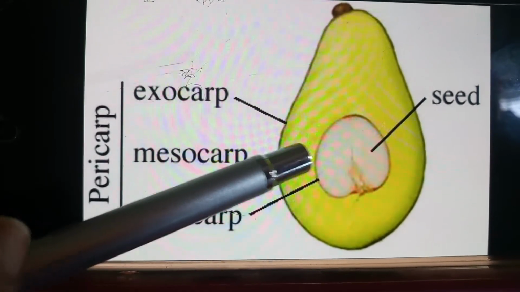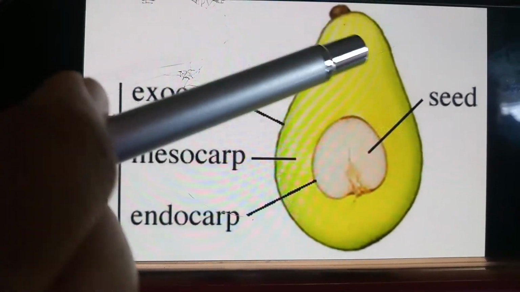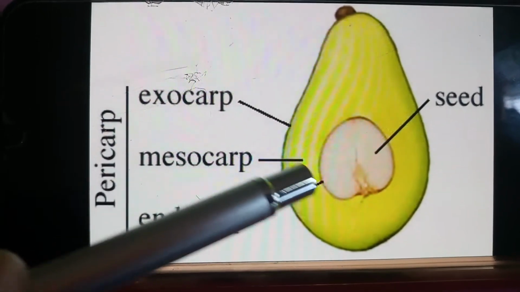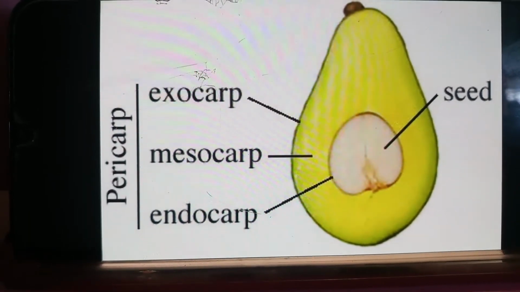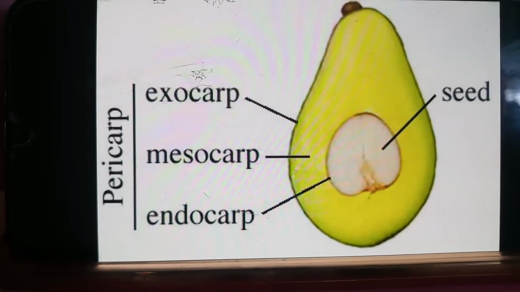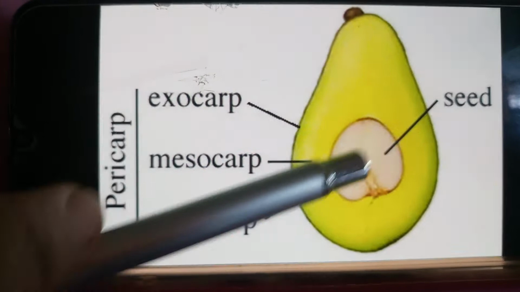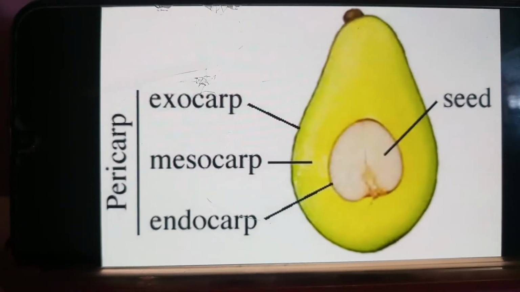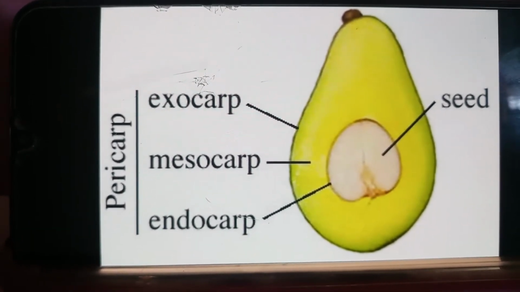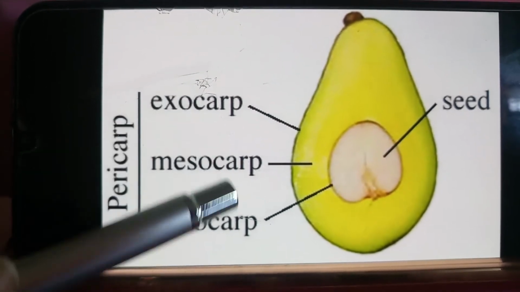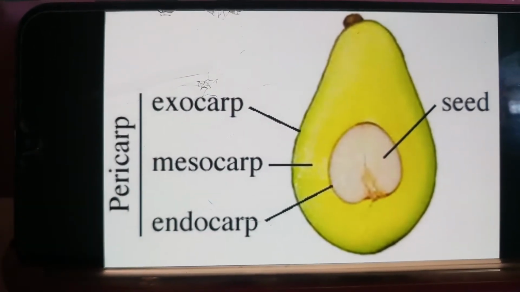Then comes the next layer of the pericarp, which is known as the mesocarp. This is the middle sweet fleshy layer of the fruit, which is edible. And the innermost layer, which is the covering of the seed, is known as the endocarp, and this is hard. So these are the three layers of a fruit, and these three layers together form the pericarp.